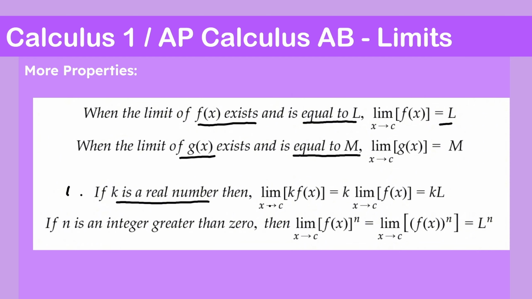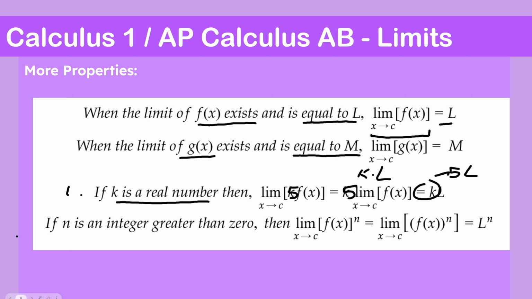So with this first property over here, if k is a real number, then the limit of k times f of x as x approaches c is the same thing as k times the limit of f of x as x approaches c, or kL, because we said that the limit of f of x as x approaches c is equal to L. So k is basically like a scalar, some constant, let's say 5L.